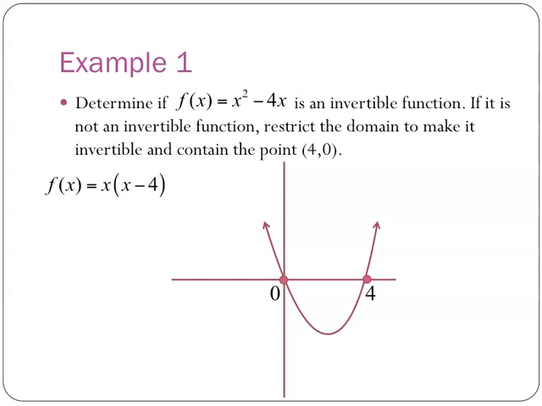So we want to restrict it starting from 2 all the way to infinity. So x has to be greater than or equal to 2. And that's it. We've successfully restricted the domain. This yellow portion that I've highlighted would pass the horizontal line test, which means that when inverted, it is going to be a function as well.